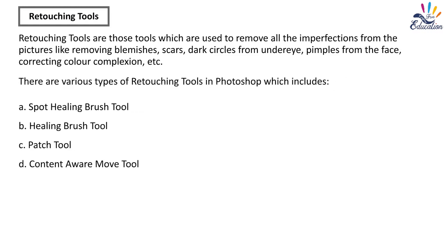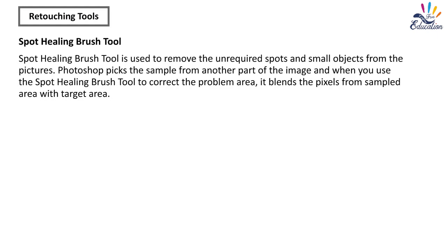There are various types of retouching tools in Photoshop, which include Spot Healing Brush Tool, Healing Brush Tool, Patch Tool, Content Aware Move Tool. Spot Healing Brush Tool. Spot Healing Brush Tool is used to remove unrequired spots and small objects from pictures. Photoshop picks the sample from another part of the image, and when you use the Spot Healing Brush Tool to correct the problem area, it blends the pixels from the sampled area with the target area.